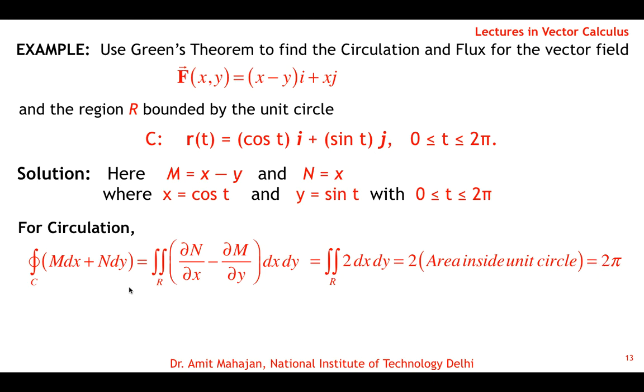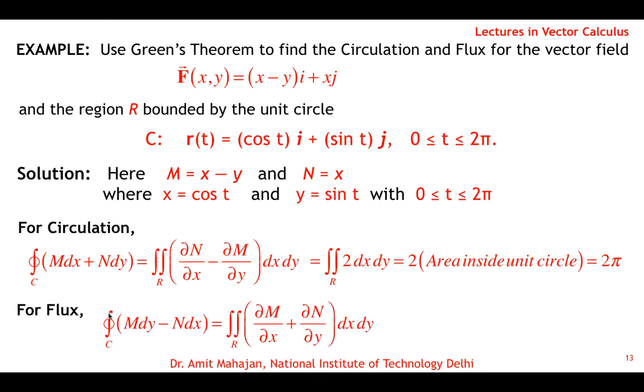For the flux we have to solve the line integral of M dy minus N dx, which is equal to the double integral of the divergence, M derivative x plus N derivative y, dx dy, and again we can calculate these two from here. M derivative x is 1 and N derivative y is 0, so it gives the double integral of dx dy, which is again the area of the unit circle, pi. So the circulation along the curve due to this vector field is 2 pi, and the flux over the curve due to this field is pi.